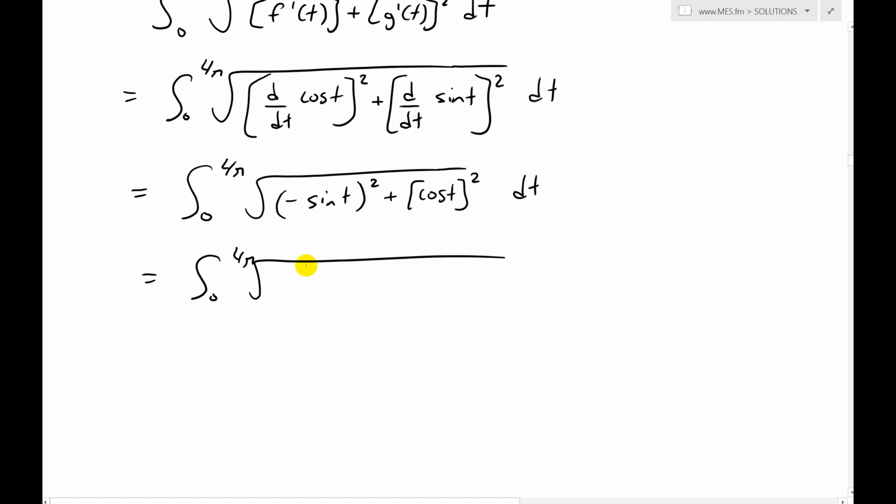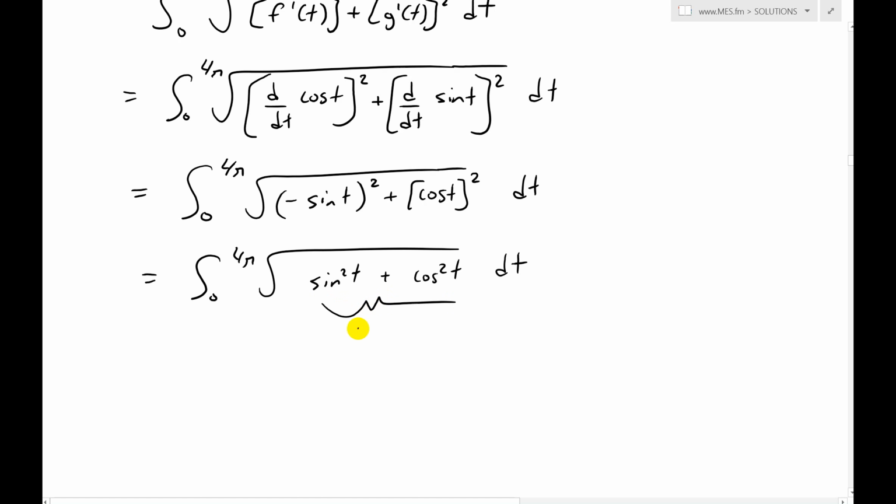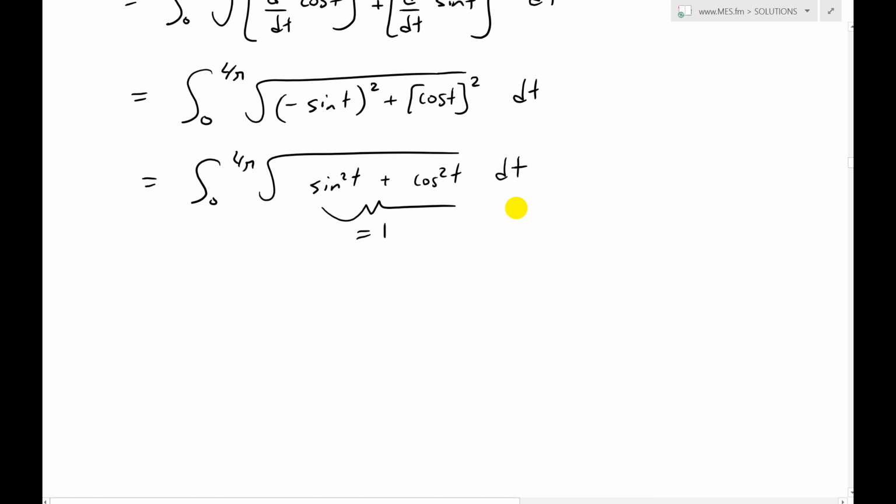Now this one here is just going to be, negative sine t squared is going to be positive sine squared t, or just sine t all squared, plus cosine t squared. And then we have the Pythagorean trig identity again. Recall this just equals 1. So in other words, we get the integral from 0 to 4 pi. This just equals 1. The square root of 1 is just 1, so we have 1 times dt.